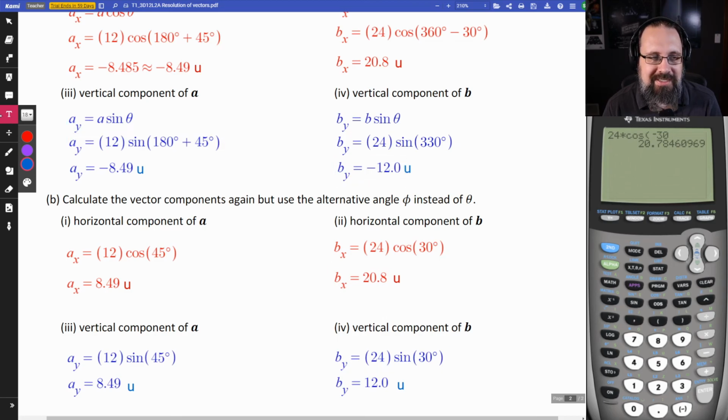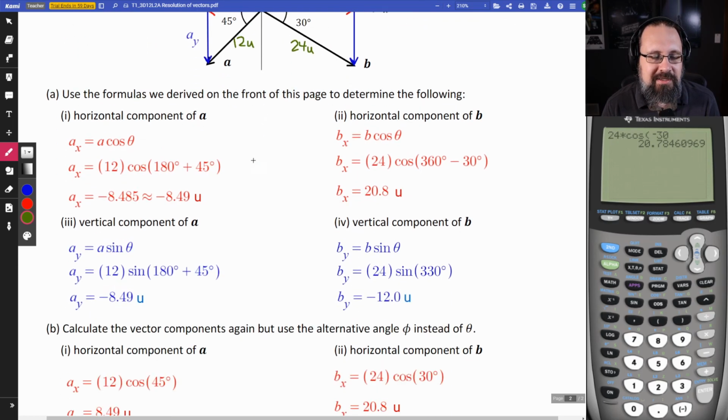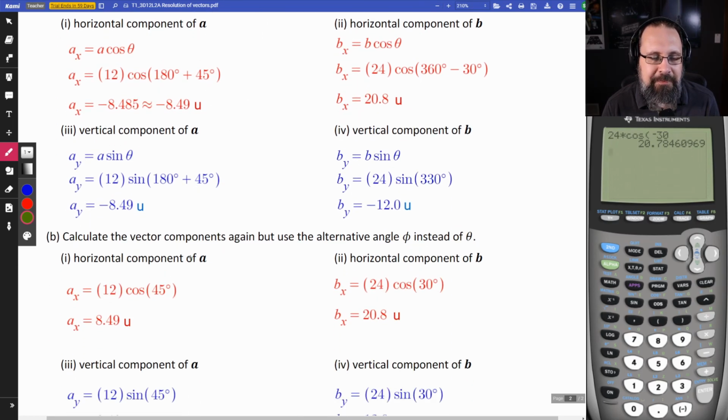But what you'll notice is that the signs are missing. The positives and negatives are missing. For this first one here, for AX, we didn't get that it was pointing in the negative direction, but we got the 8.49. And I think you guys will agree that it's a lot easier to just put the 45 in than to try to figure out 180 plus 45. It's a lot easier to just go 45. But if you just go 45, then you end up missing that negative.